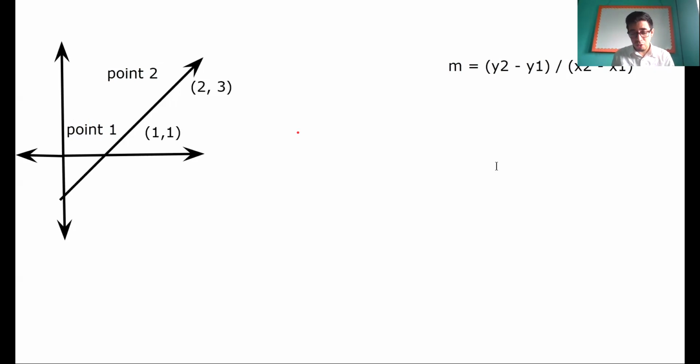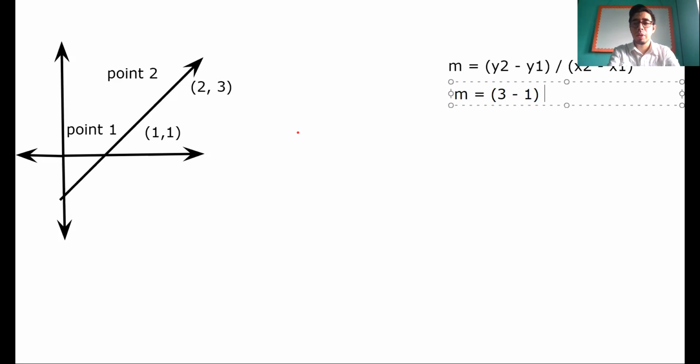In the book, they don't use the whole formula, they only replace the values for y and for x, but we can do the same. And we are going to find the value. For example, m is equal, and we replace the values. y2 is the value of y that is located on the point number 2. So it's 3 minus the value of y that is located in the point number 1, which is 1.